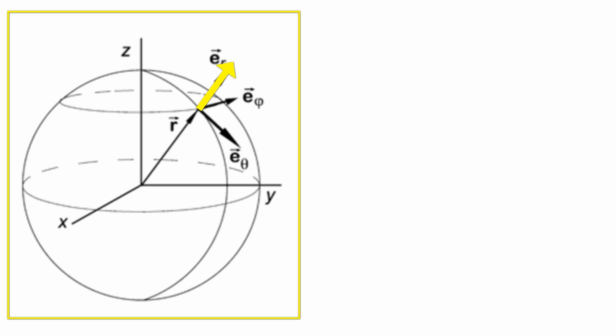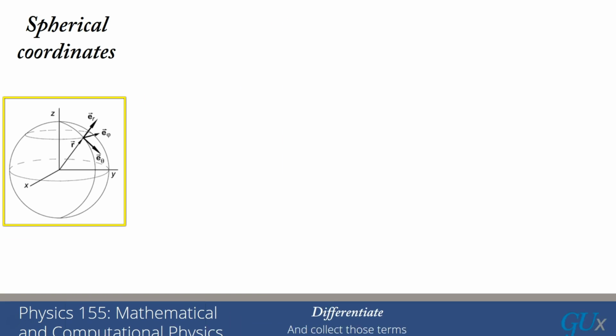e_r is a unit vector in the r direction. e_theta is a vector that is perpendicular to e_r but lies in the plane given by the z-axis and the projection of r into the xy plane. And e_phi is the unit vector that is perpendicular to e_r and e_theta. And then those three vectors make the triad that is the local triad for the coordinate system.